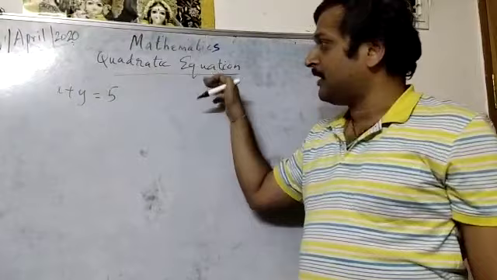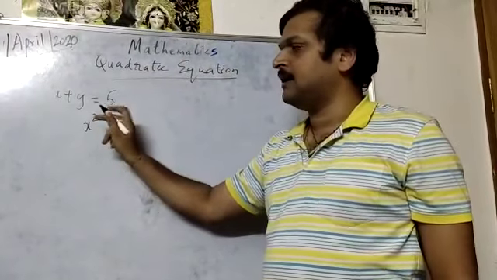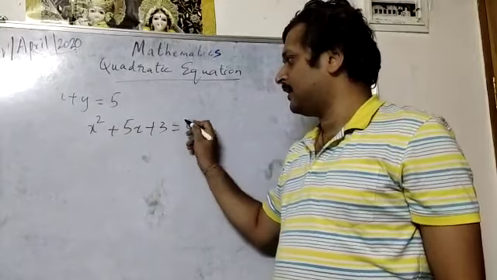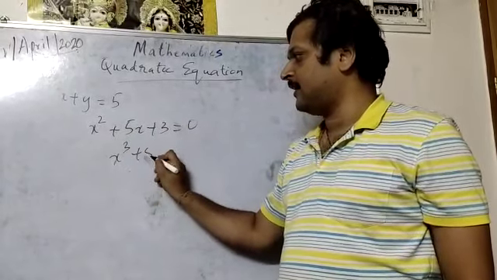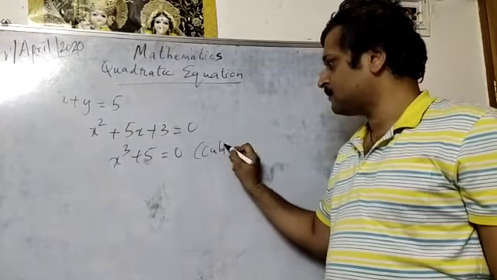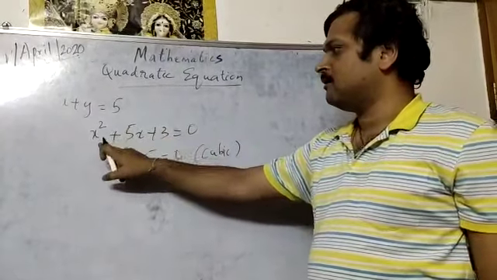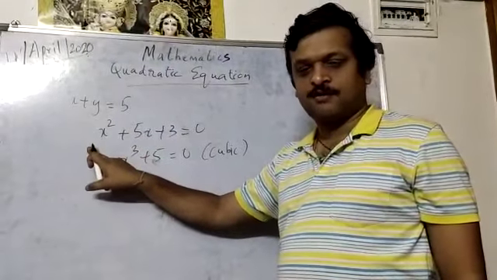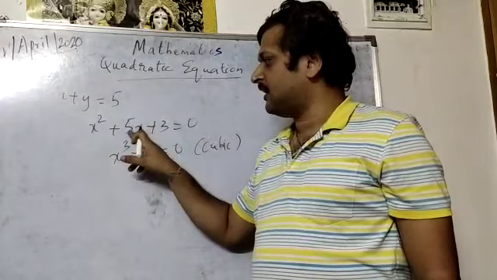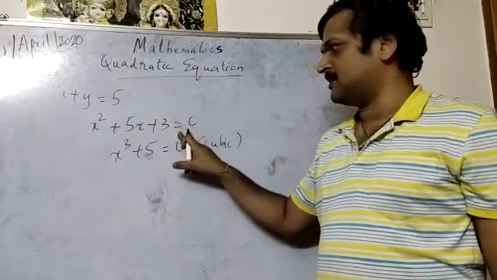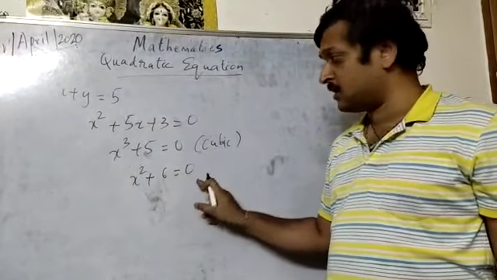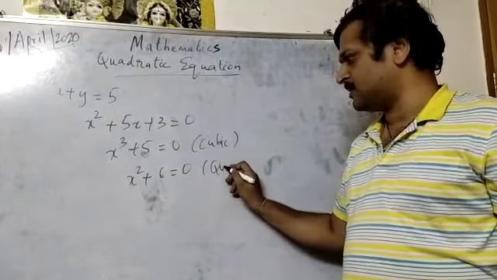So what is meant by quadratic equation means the power of x will be 2. X square plus 5x plus 3. This is a quadratic equation. X cube plus 5 equals 0. This is a cubic equation. So quadratic equation will have power of x as 2, the highest power of x is 2, and the decrease of x power will be taking place. Next, x square plus 6 equals 0 is also a quadratic equation.